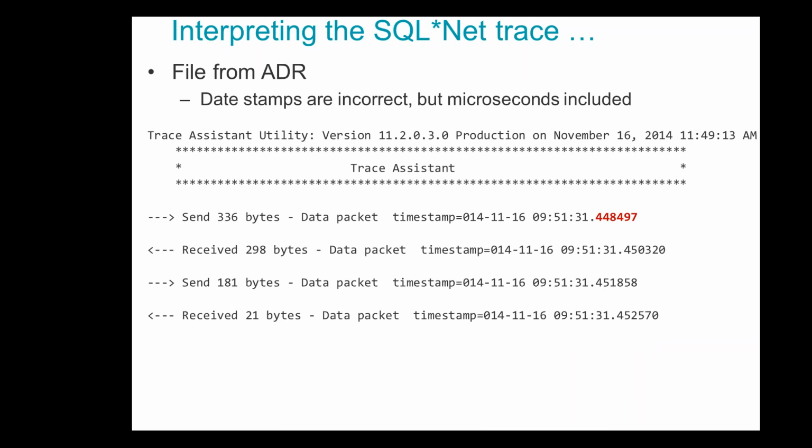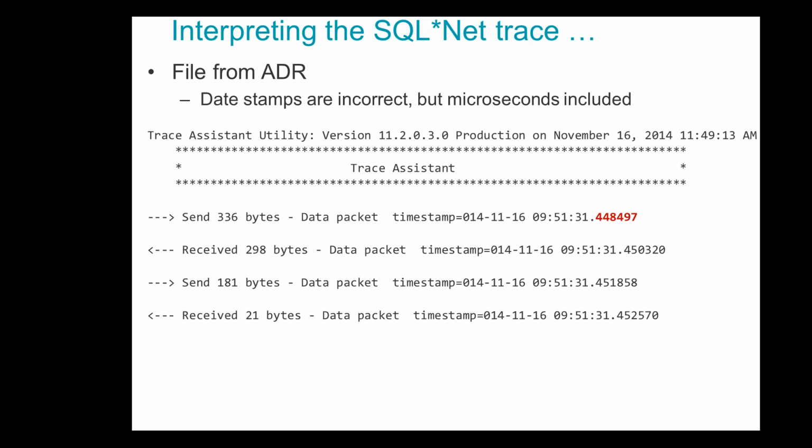So working with this a little further, we re-enabled ADR, reran the trace, and found there's still a problem with the date stamps, but at least it's better because we have fractional seconds. Now if you look at the date stamp, or rather the timestamp, you'll see that what's missing is the 2 in the 2014.